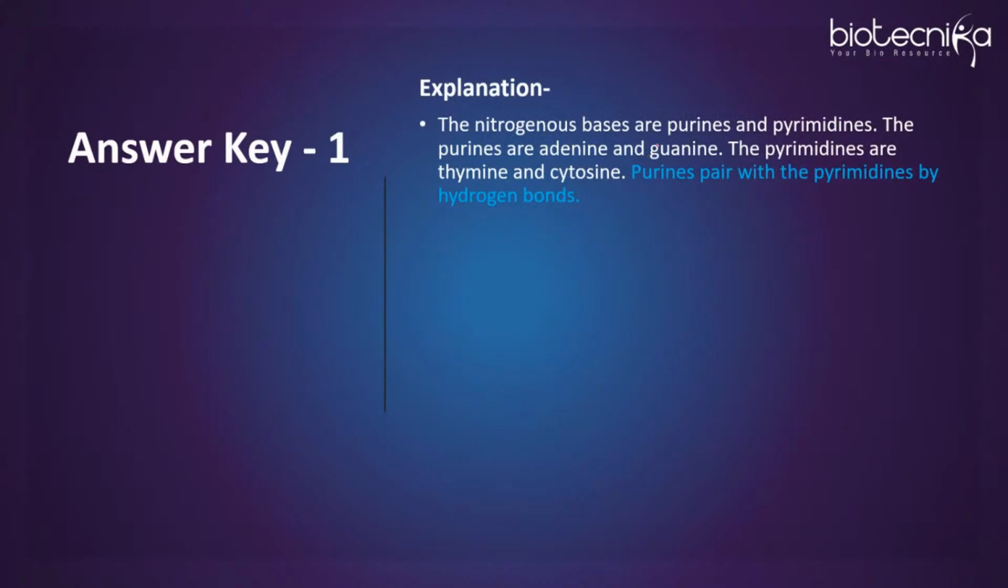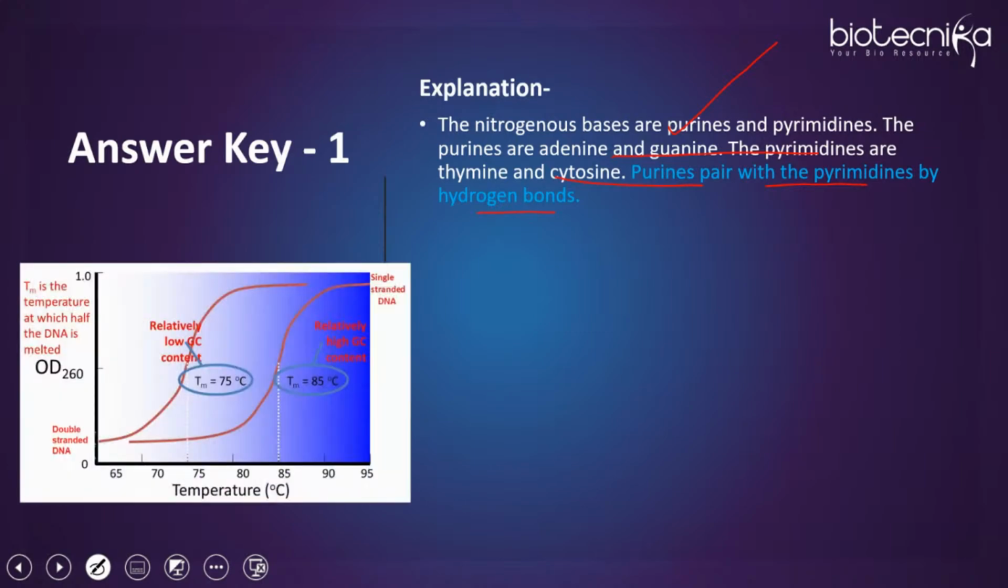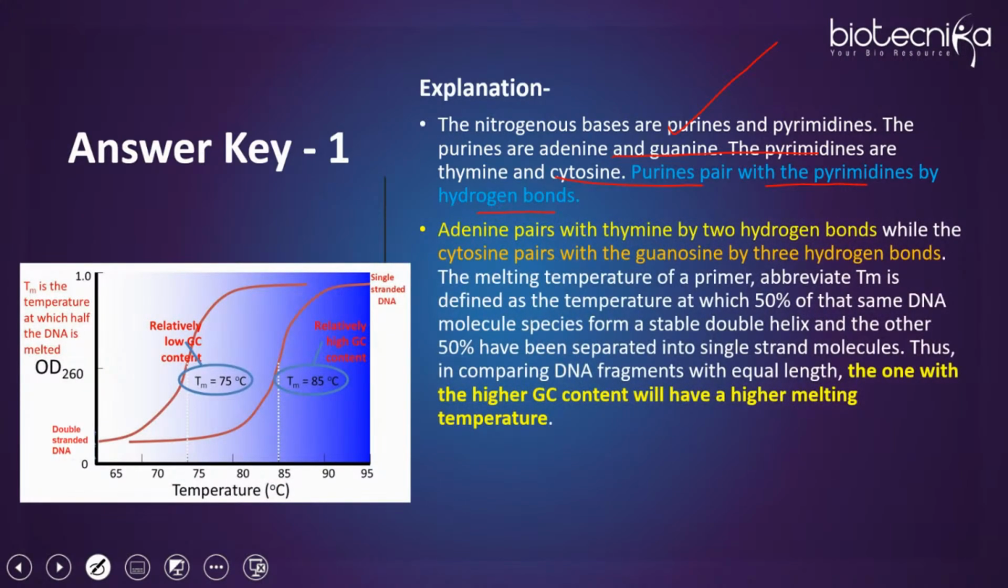Nitrogenous bases are purines and pyrimidines. The pyrimidines are thymine and cytosine. Purines pair with pyrimidines. So we all know that adenine pairs with thymine by 2 hydrogen bonds, while cytosine pairs with guanine by 3. Right? So the one with higher GC content will have higher melting temperature. What is Tm? It is the temperature at which 50% of that DNA will become separated into single strands.